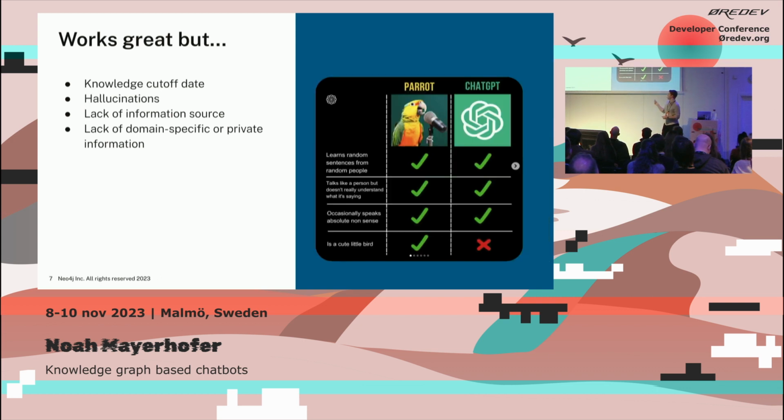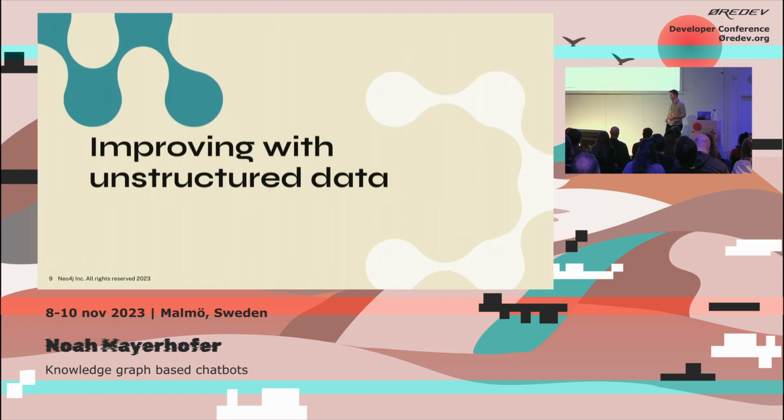And I really like this comparison with ChatGPT and a parrot. So both learn random sentences from random people, talk like a person but don't really understand what they're saying, occasionally speak absolute nonsense, but a parrot is a cute little bird, so clearly superior. So we should just throw out this AI thing and start over with parrots instead. No, of course not. We should try to improve it.